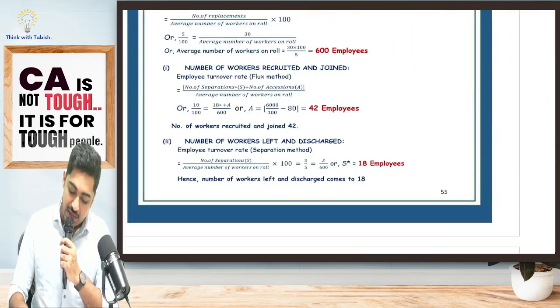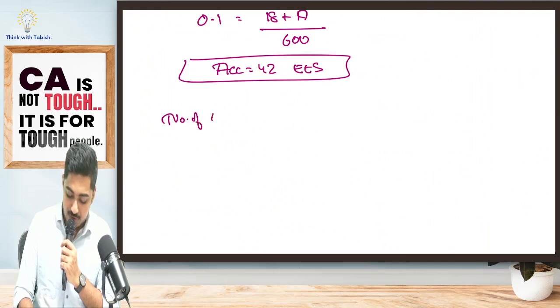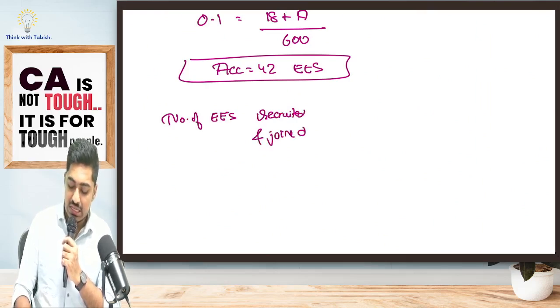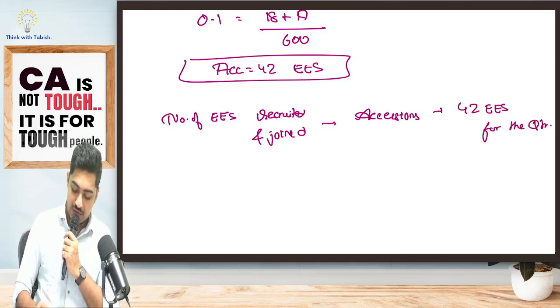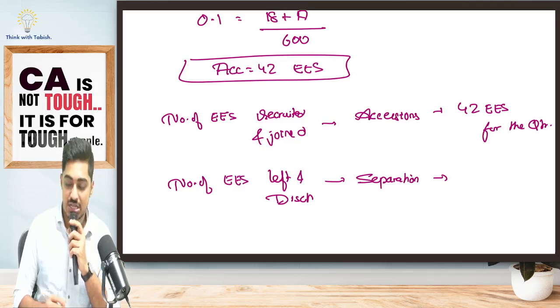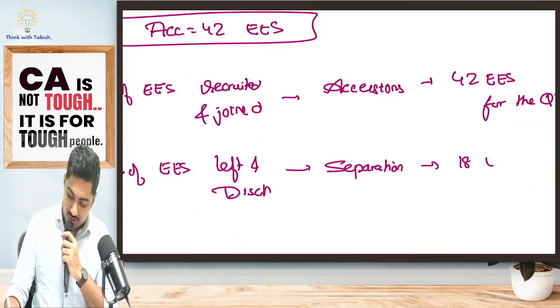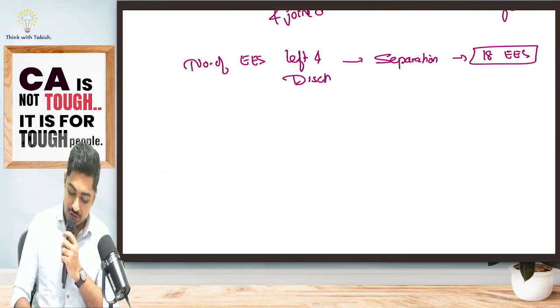What did they ask? Number of employees recruited and joined. So I'll write, therefore, number of employees recruited and joined. What is that? That is accession. It is 42 employees for the quarter. Then number of employees left and discharged, which is nothing but separation. How much is it, students? Number of employee separations, can you guys tell me? It is 18 employees.